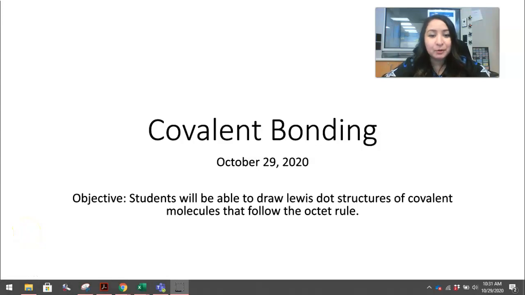Okay, so today we're going to be going over covalent bonding, and your objective for today is students will be able to draw Lewis-dot structures of covalent molecules that follow the octet rule. So we already discussed this yesterday on how we go over drawing covalent bonds. So today we're just going to continue and learn a little bit more, or just solidify our learning from what we understood yesterday.